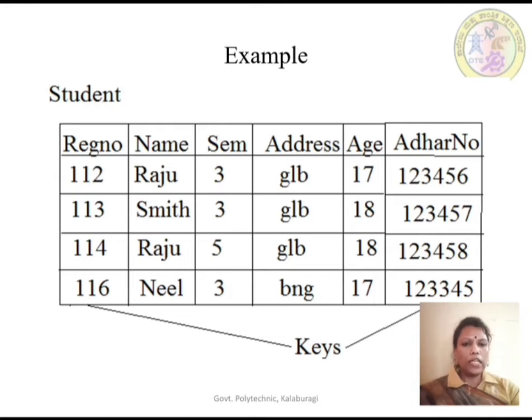So basically what is a key? Key attributes are those attributes using which we can identify a particular entity in an entity set. Here in this entity set we are having 4 elements. In order to identify one element in that entity set, we need register number or Aadhaar number. So that is the key attribute. Let's see our next topic.